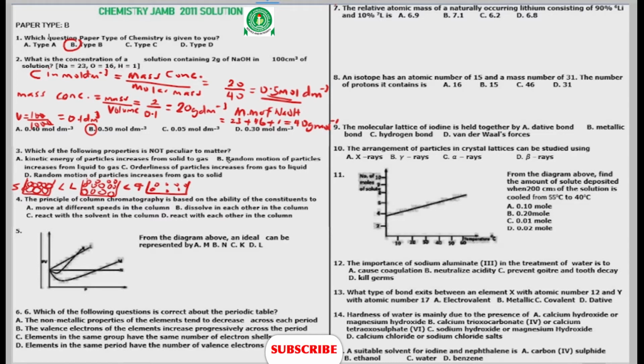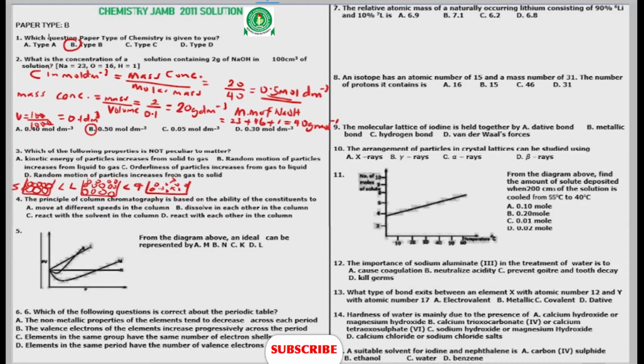Now, the random motion of particles increases from liquid to gas. Yes, the molecules in liquid move slowly and in a more orderly way than in gas, because gas consists of smaller particles. They move in a zigzag, random manner, so they don't have a specific way of flowing, unlike liquid that flows in a specific direction. So option B is also correct.